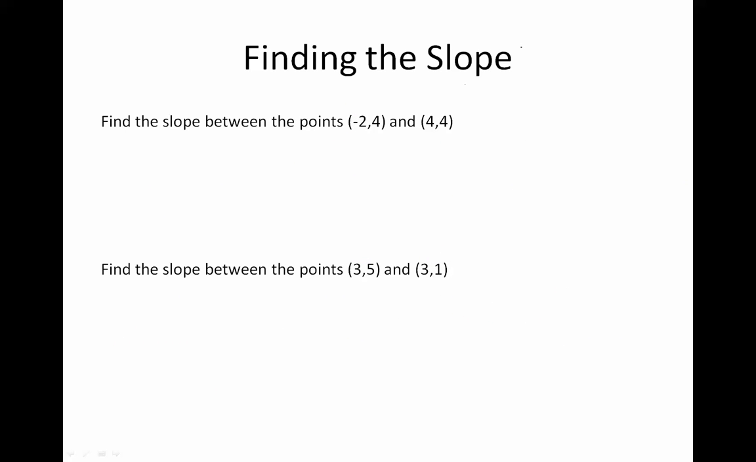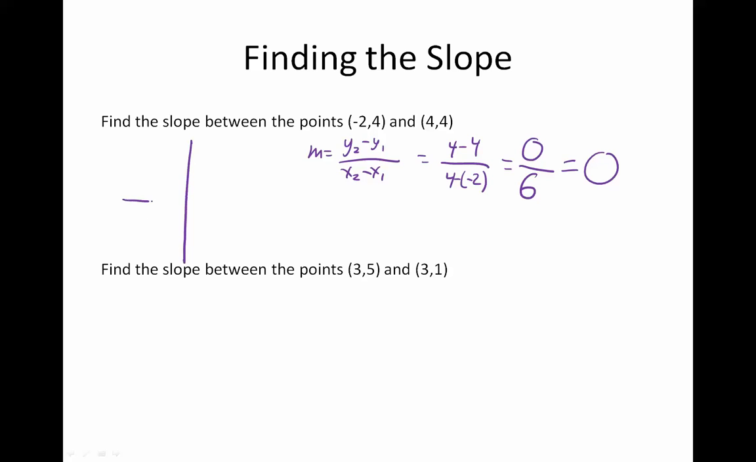Let's keep going. So here we have negative 2, 4, and 4, 4. Again, my formula, y2 minus y1 over x2 minus x1. I get 4 minus 4 over 4 minus negative 2. Notice here that since that's a negative, this is a minus from the formula, and then negative 2. So it's minus negative 2. 4 minus 4 is 0. 4 minus negative 2 is 6. So this is 0 divided by 6, which means it is 0. So my slope is 0, meaning it is not steep at all.